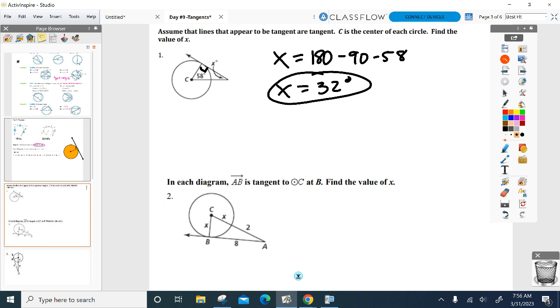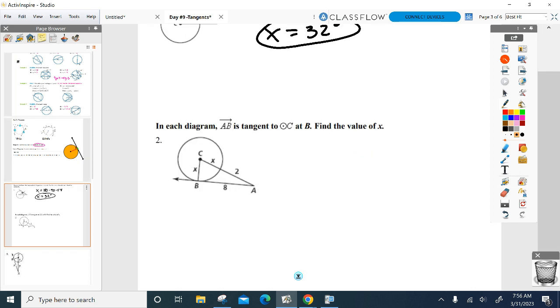All good? All right, how about number 2? Find the value of x. Again, I can't even start anywhere unless I know my facts here. Take a look. You've got a tangent. Everyone see radius CB? That's a radius, right?